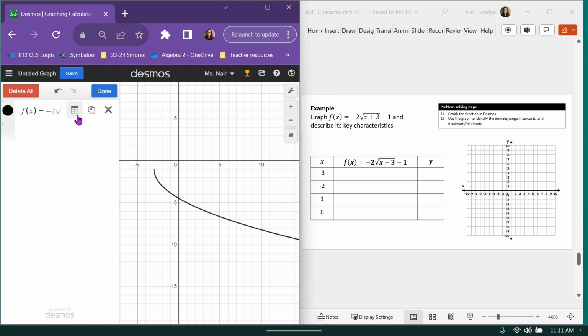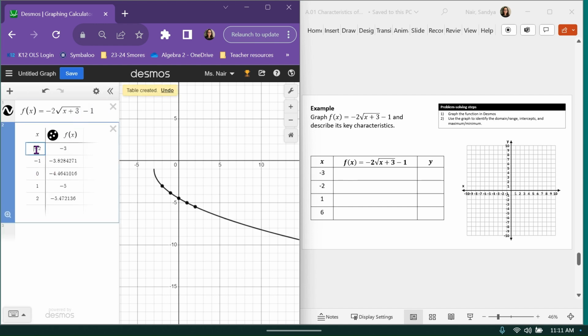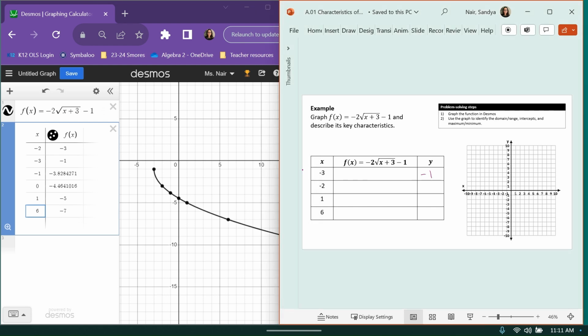So let's go ahead and get our table of values. So the points we need, a -3. So I'm going to go ahead and type that. And then we also have 1 on here, and then we need this to be a 6. Okay, so at -3, this function is going to be at -1. At -2, it's at -3. At 1, it's at -5, and at 6, it's at -7.